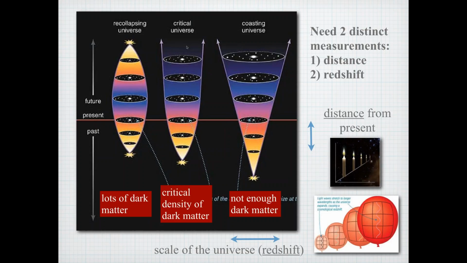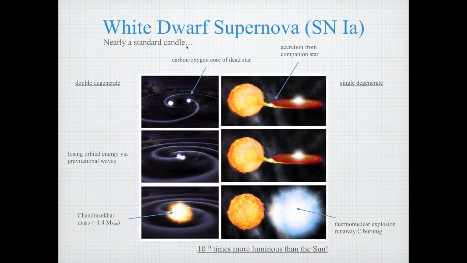And one way to do this is with supernovae, which are not exactly standard candles, but they are standardizable candles. This is just a cartoon picture of what we think this particular type of supernova is. It's a white dwarf supernova, or a type 1a supernova.